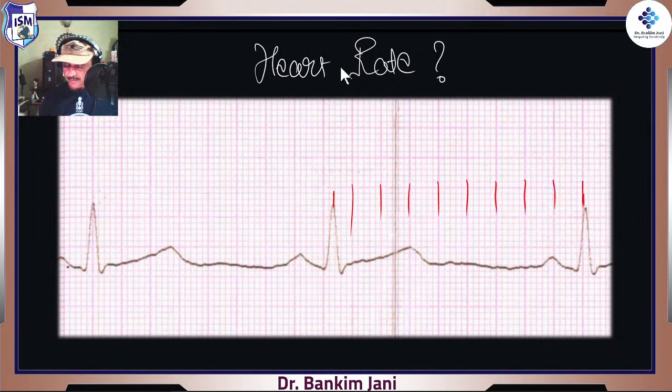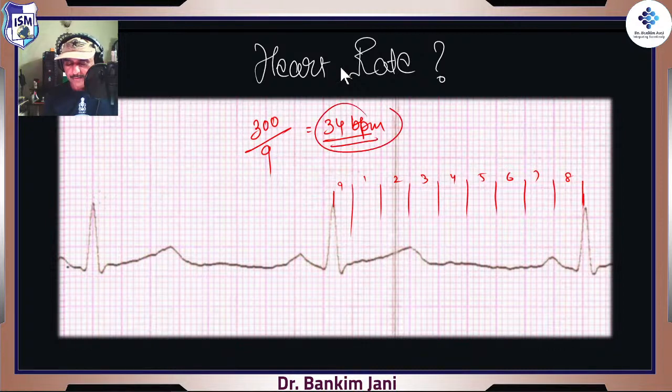4, 5, 6, 7, 8. So here it is, 1, 2, 3, 4, 5, 6, 7, 8. And this is almost nine boxes, just for the sake of our understanding. So this is somewhat like 300 divided by 9. How much is it coming? Because if it is 10, it would be 30, and 8. So roughly around 34 beats per minute. Correct? Am I right?